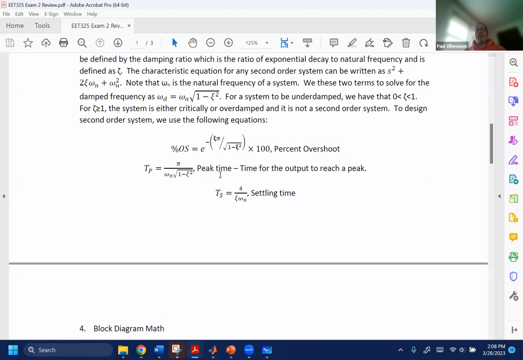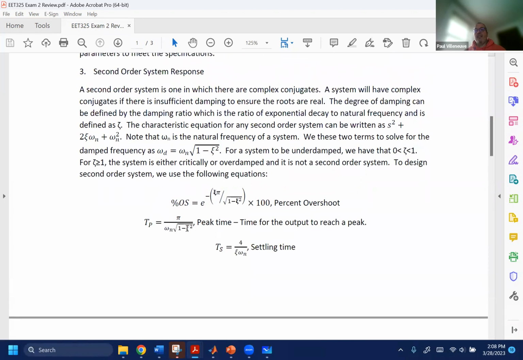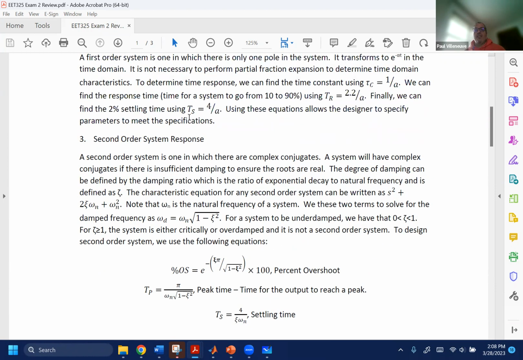Our peak time, so this is a different one. Again, we have to add this equation in here because our peak time essentially means how long does it take to get to a peak? Well, we don't overshoot in our first order system case. We can have overshoot in second order, so that's why we had to develop this additional equation. And then our settling time equation is 4 over zeta omega sub n. So this is the same settling time we have over here. We just do it over here.